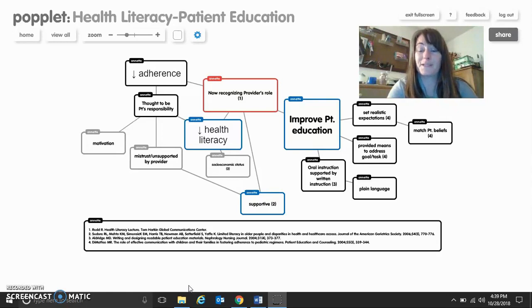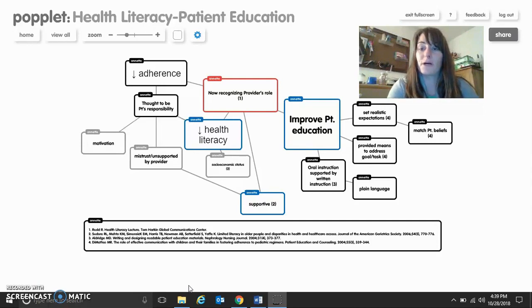First and foremost, we need to set realistic expectations. We can't set something above and beyond the capability of the patient and expect them to be successful in it. Of course, all expectations should match the patient beliefs. So this is where we recognize that each patient is unique and individual, and we need to take into consideration their views and their thoughts.